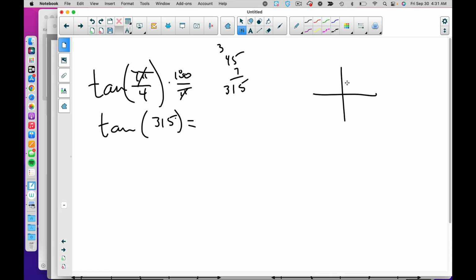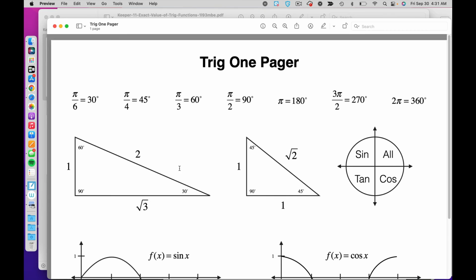I'm going to go over here, 315. This is 180. This is 270. 315 is going to put me down here. That's going to make this reference angle here a 45. Okay. So, different triangle. Now we're going 45, 45, 90. 1, 1, root 2. Once again, it's on your Trig One Pager.